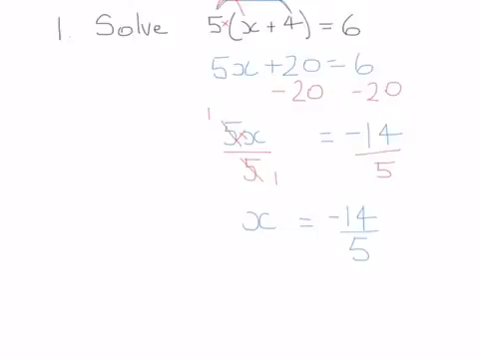You can leave it like that, or if you wanted to, you can make it into a mixed numeral. A negative number divided by a positive number is negative. 5 into 14 is 2, with 4 left over, but we're dividing by 5, so it's still out of 5. So the answer to that equation is x equals minus 2 and 4/5.